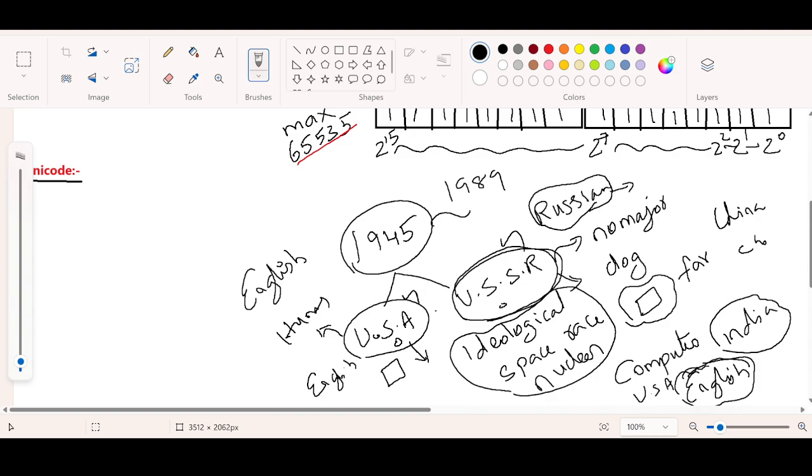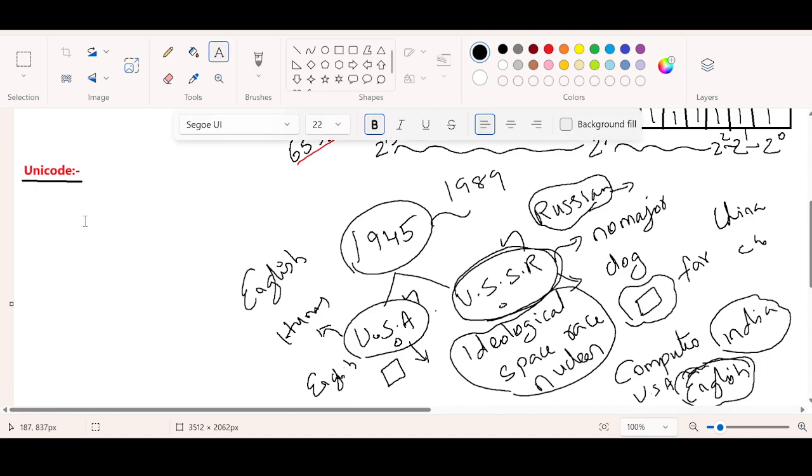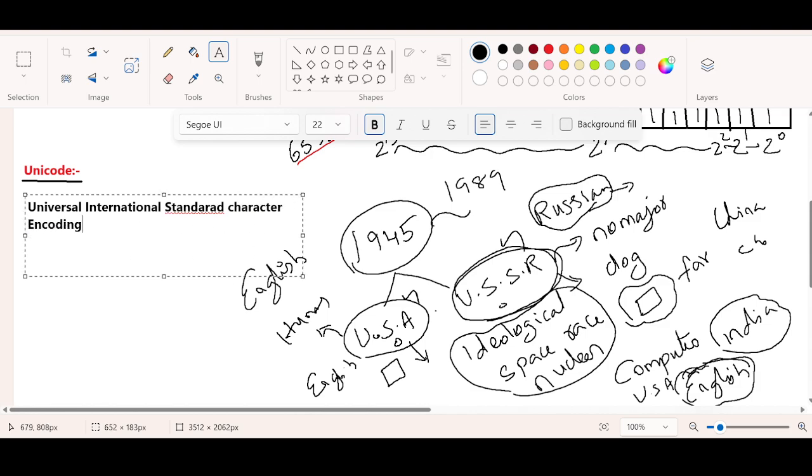They debated this, and introduced a concept called the Unicode concept. What is Unicode? Unicode is nothing but Universal International Standard Character Encoding. Okay, what does this have to do with the character data type? That should be the question, right? We will be understanding it shortly.